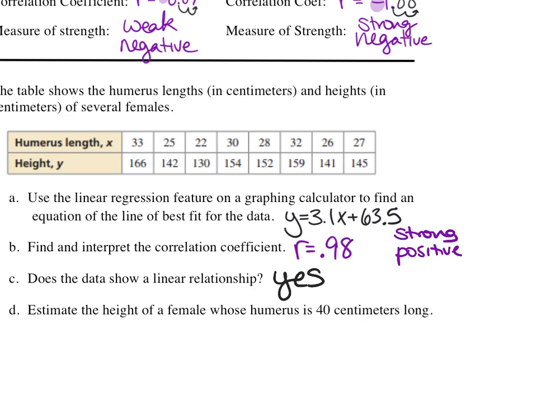And only because this is strong. If it was weak, we'd say no. But since it's a strong correlation coefficient, we say yes, it shows a good linear relationship. Now part D is wild.